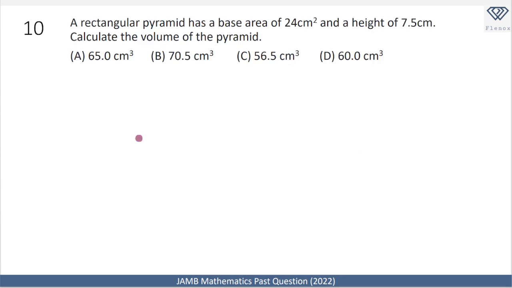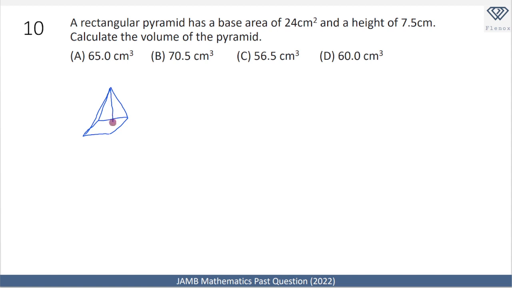Now let's move on to the next and final question in this first part. I've been told that we have a rectangular pyramid with a base area of 24 cm squared and a height of 7.5 centimeters. Find the volume of the pyramid. Now this is pretty much straightforward. Just to make it a little easier to understand, I'm going to try to sketch that out. So we have a pyramid. Forgive my drawing if it is not perfect, but the pyramid is something like this.